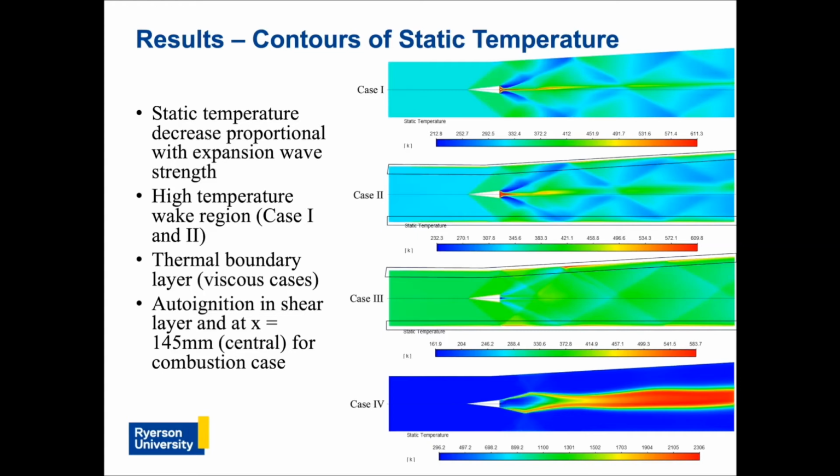The thermal boundary layer increases in thickness and magnitude of static temperature when a strong expansion wave strikes the adiabatic wall. A thermal shear layer is especially evident in case 4, where its high temperature is suitable for autoignition at 858.15 Kelvin, which is prior to the core flow within the shear layer that begins at 145 millimeters.